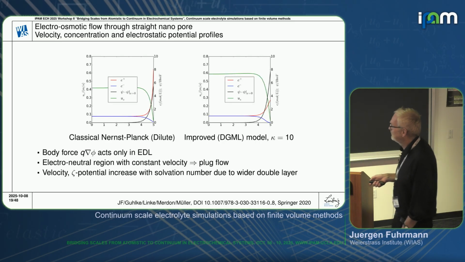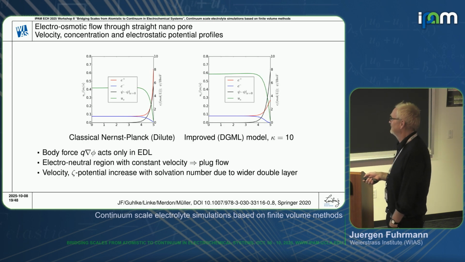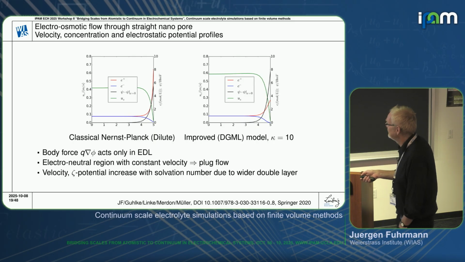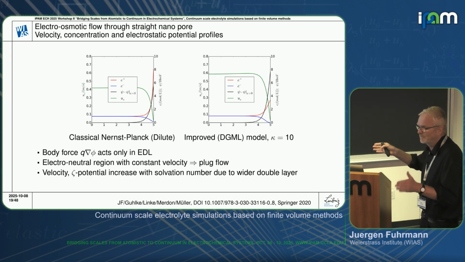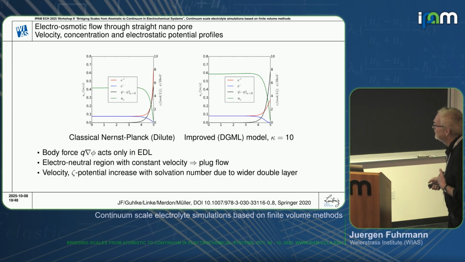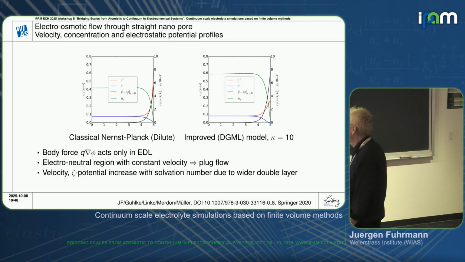And what we see from this simulation is that if we use, instead of the classical Nernst-Planck model, the improved or generalized Poisson-Boltzmann model for calculating the Nernst-Planck part of the system, then we see an increased flow velocity, just because we get wider boundary layers due to the concentration limitations. Yeah? So that's an effect which we have seen from this type of simulations.